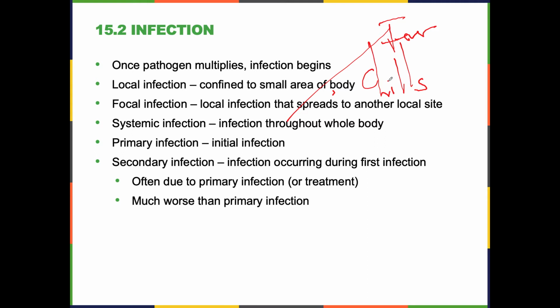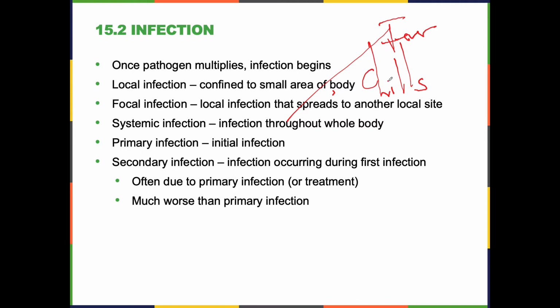Related to these are primary and secondary infections, right? A primary infection is the initial infection. So your local infection would be a primary infection. Your focal infection could be a primary infection. A systemic infection could be caused by a primary infection. That's your very first thing, your primary pathogen that causes this primary infection.